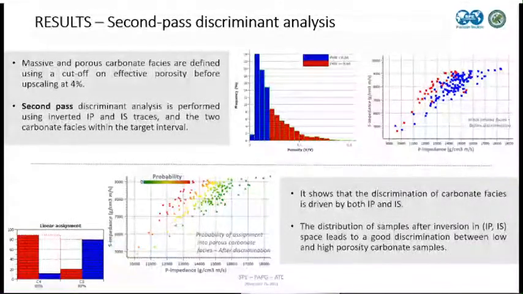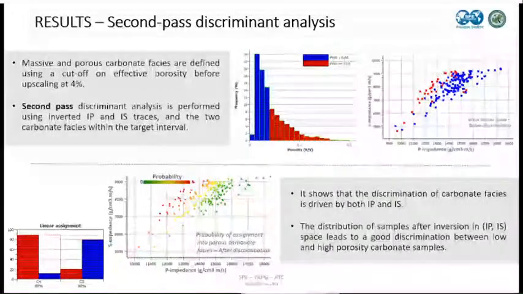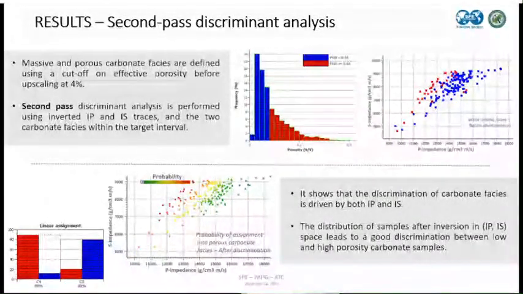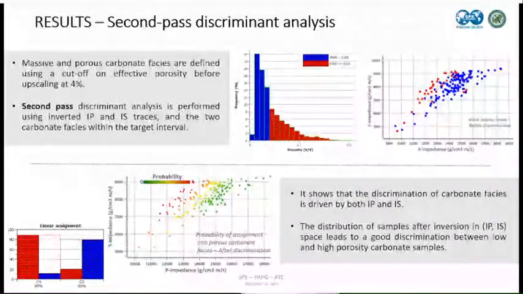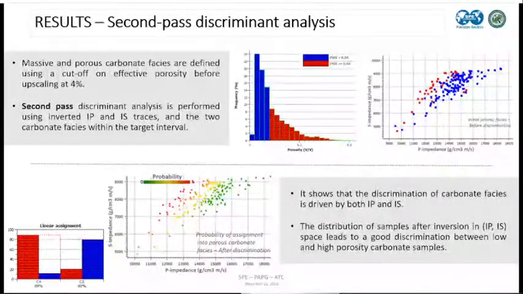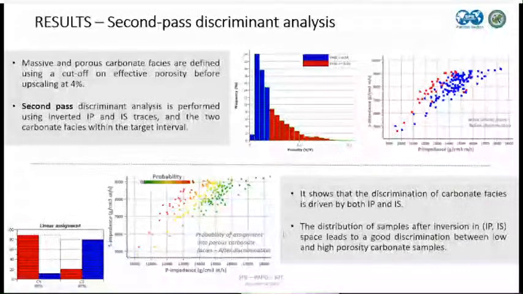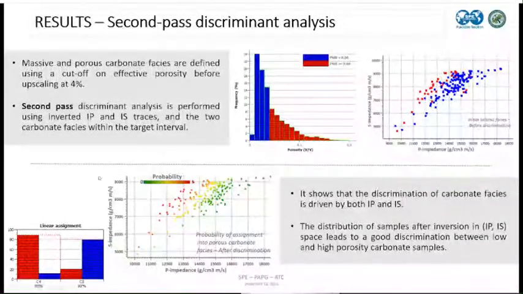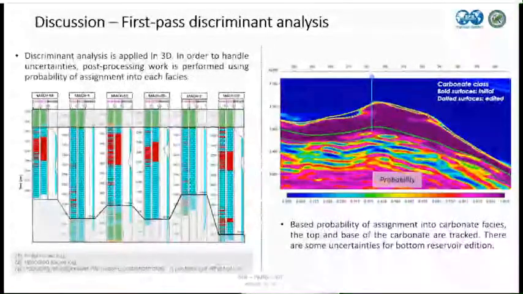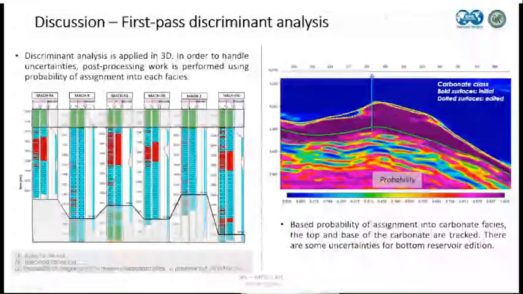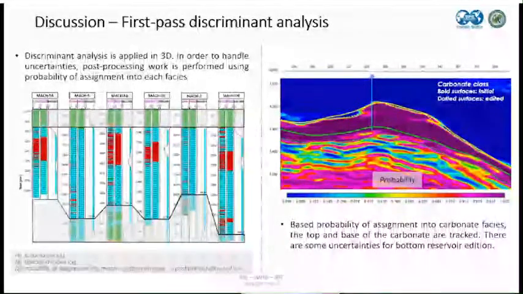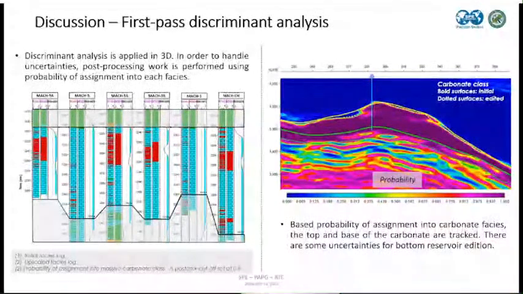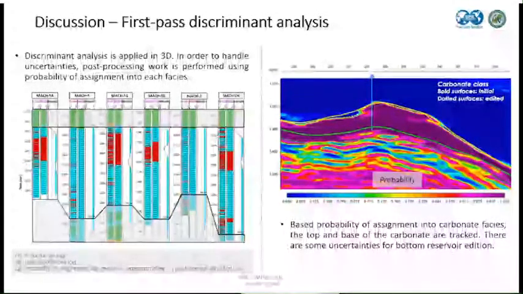It means that the discrimination in this case is driven by both IP and IS. In a second point, the discrimination of the samples after inversion in IP-IS space leads to a good discrimination between low and high porosity carbonate samples, as highlighted through those figures. Okay, so now we move to the discussion and QC. Using the previous work performed at the well as a training sample, the work is then performed in 3D.